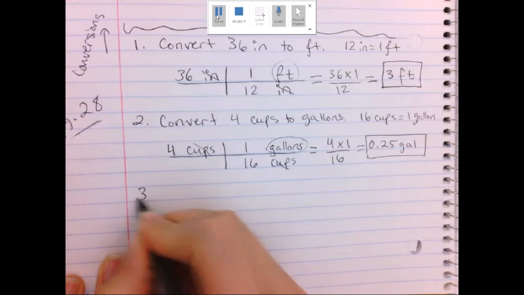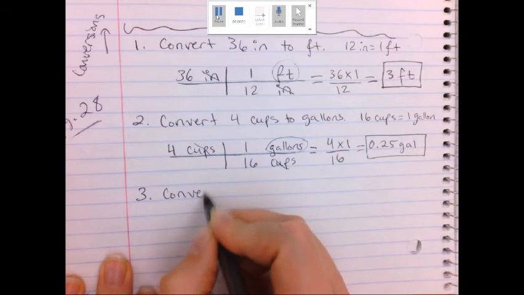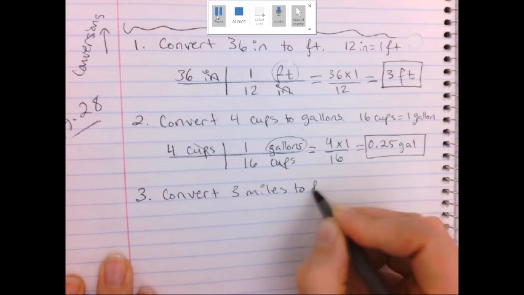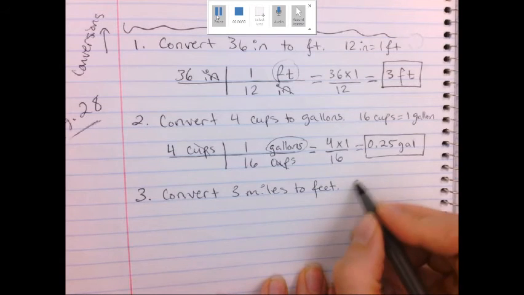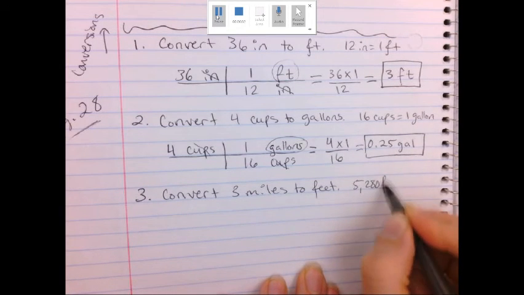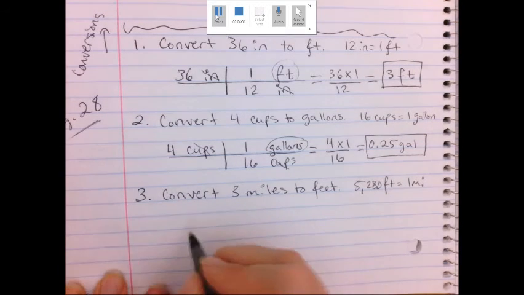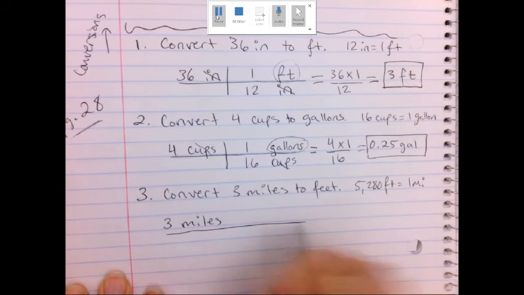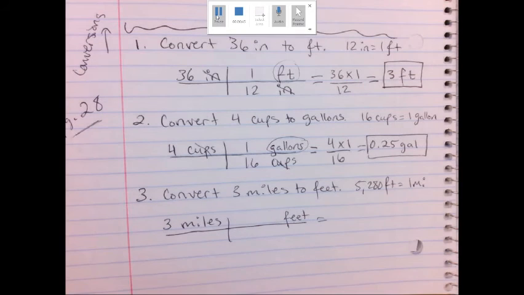So another practice one, we're going to convert 3 miles to feet. There are 5,280 feet in 1 mile. So we'll write out what we're given, 3 miles to feet. So go ahead and try that one out, see if you can get it.